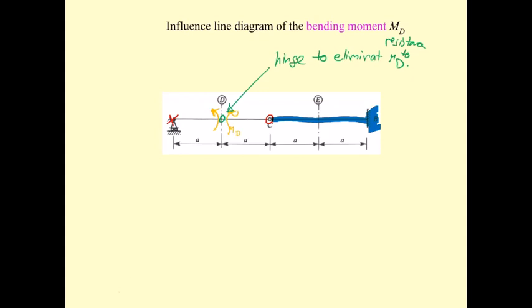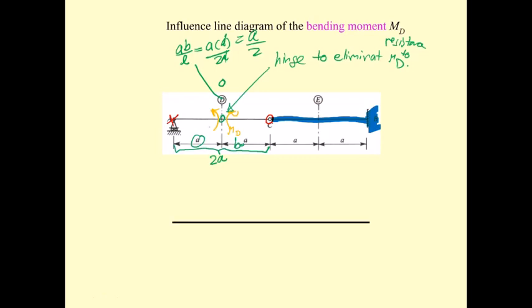So this one is going to move. This one is going to move upward to this. How much does it move? It's going to move AB over L. So this is A. This is B. Equal to A times A over L, which is going to be 2A divided by 2A. So A cancels A. This is going to be A over 2. Okay, and then you connect. That is going to be the influence line diagram of the moment at D.